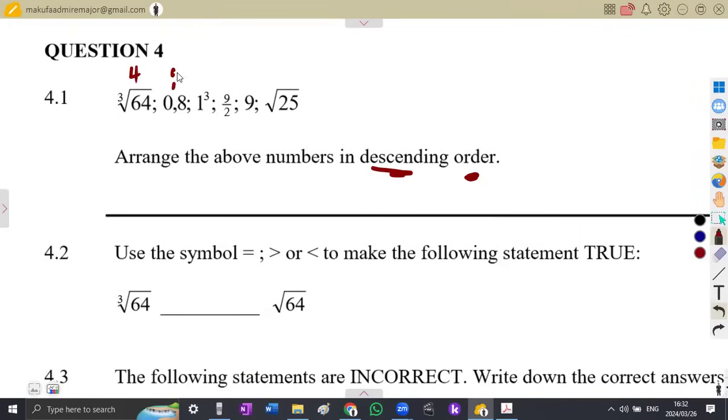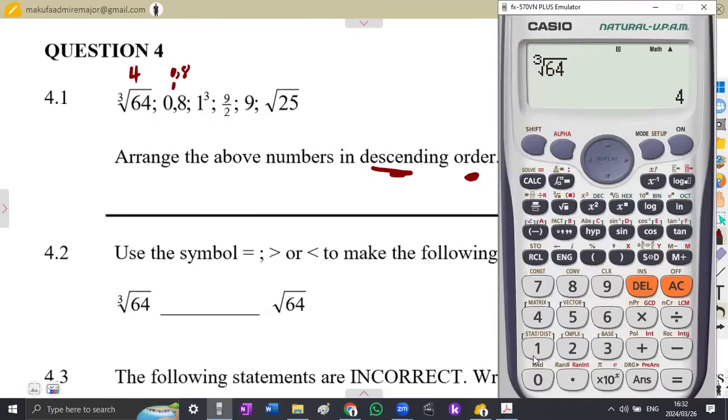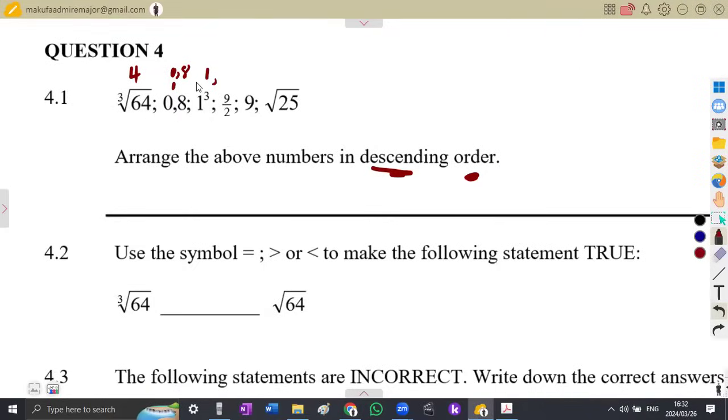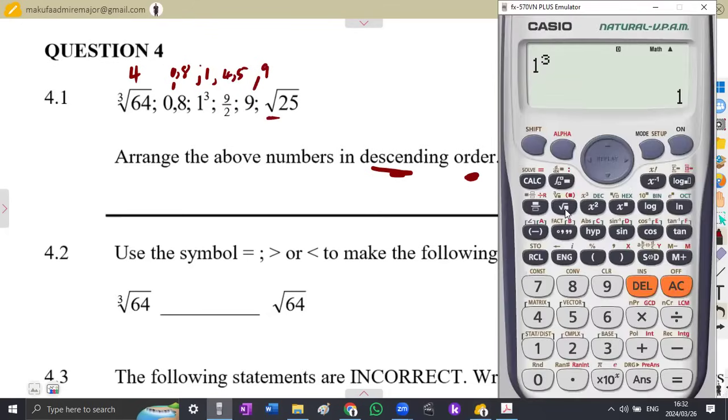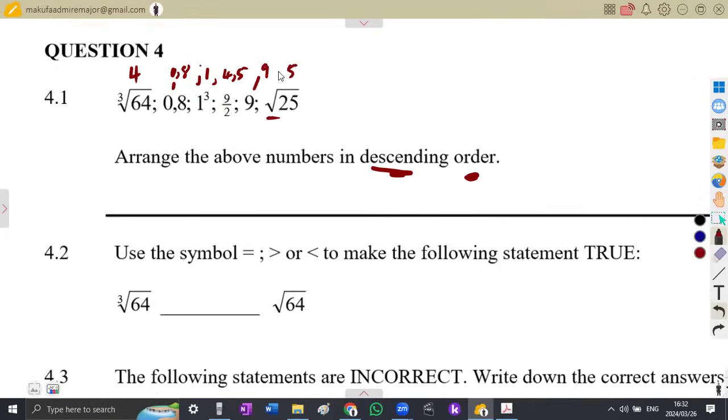This is just 0.8. 1 to the exponent of 3, guys: 1 times 1 is just 1, so 1 to the exponent of 3 is just a 1. 9 over 2, as a decimal, it's 4.5. 9 is not going to change. The square root of 25 is 5, or you can use a calculator. So we can properly compare these numbers because we can see them in the way that we understand, in terms of whole numbers and decimals.